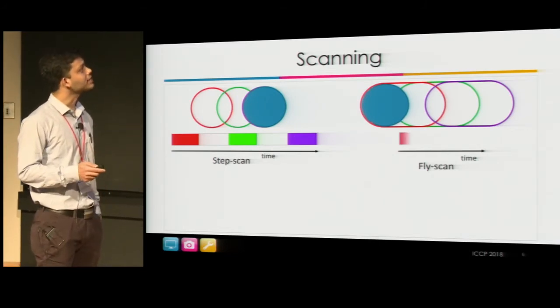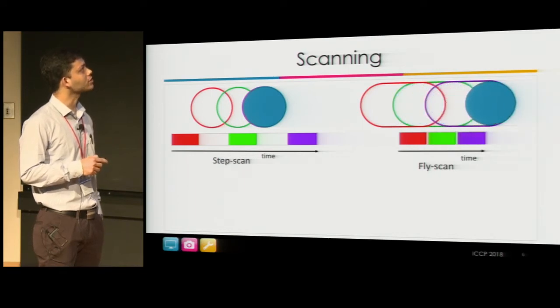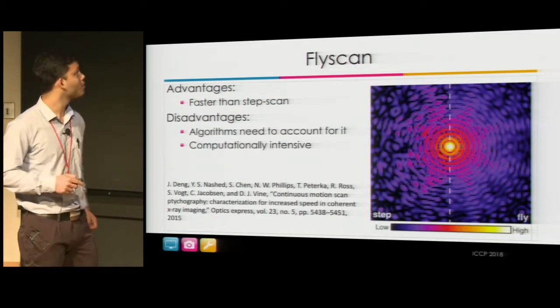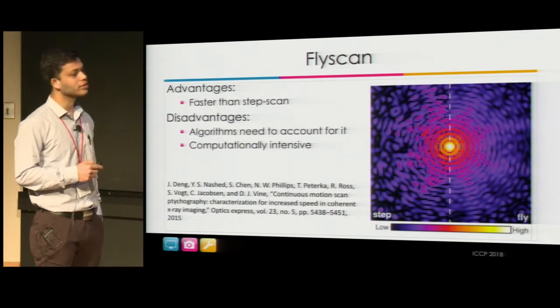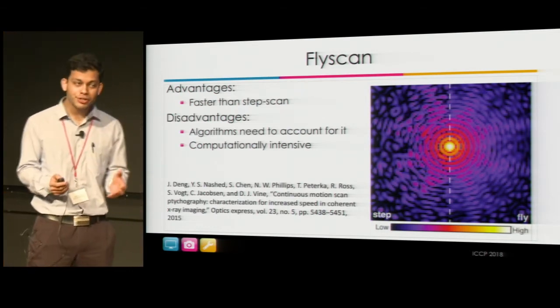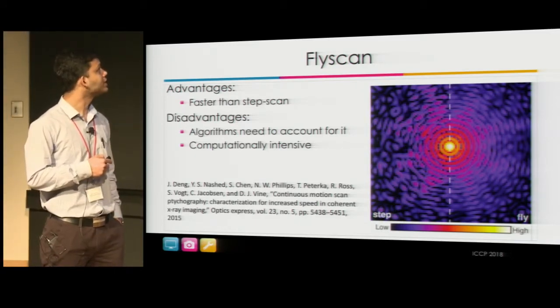On the other hand, fly scan is a technique where you collect the photons as the probe is moving across the fly area, and so you do not have these move and settle times, and that makes fly scan a lot faster than step scan. But the disadvantage is that the algorithms that we develop now need to account for the motion blur that we introduce while scanning, and that also is computationally intensive.